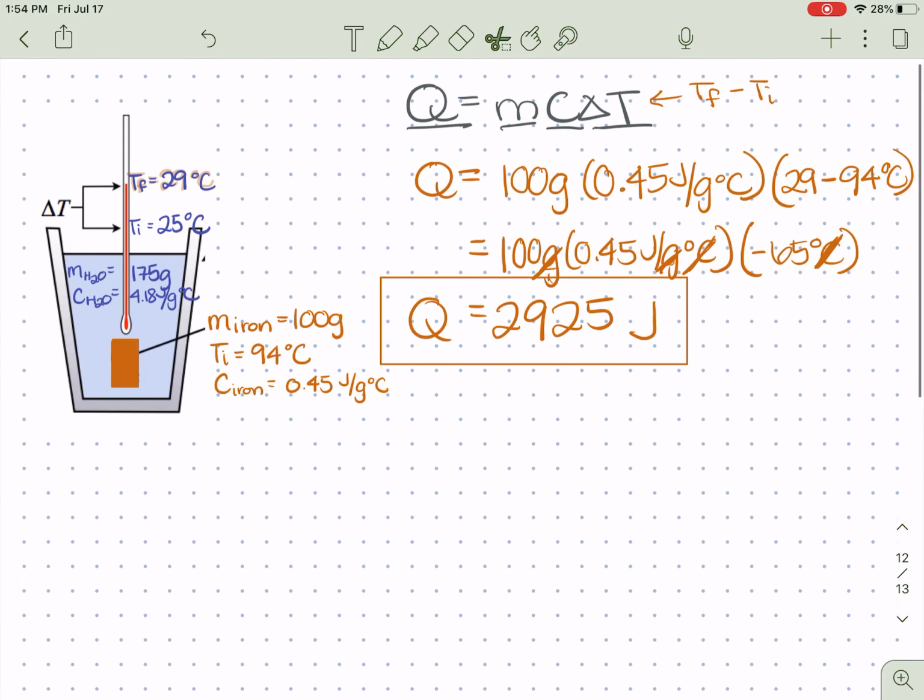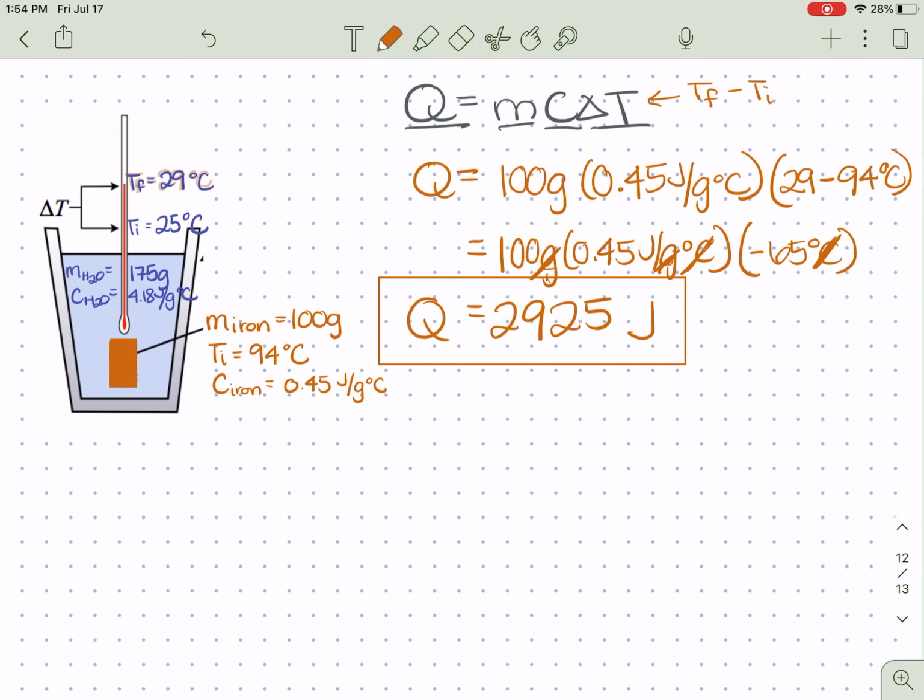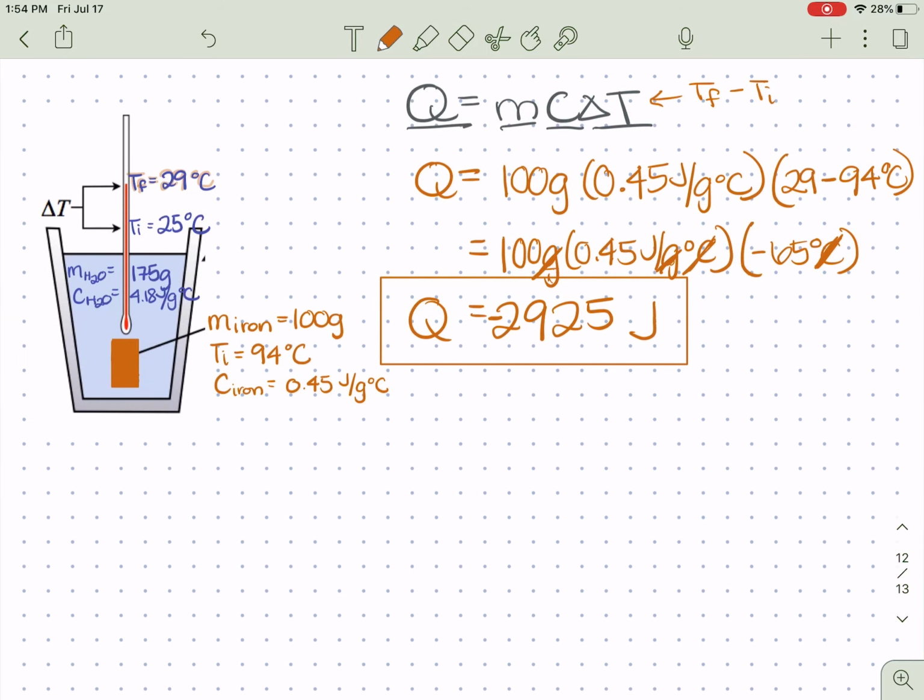That is how much energy. Oh no, I did something wrong. What did I do wrong? The answer is not 2925. It is negative 29.25. And that negative tells us this is heat lost by the iron. Okay, so that is one way you could calculate this.